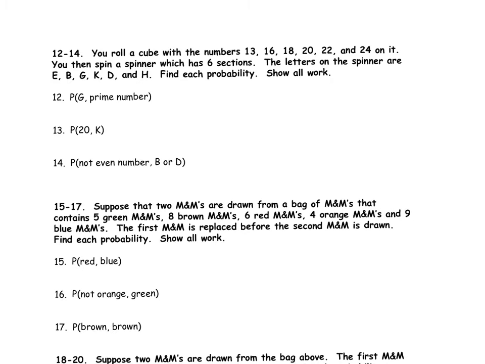So we have the letters. Okay, so 1, 2, 3, 4, 5, 6 sections, 1 G out of 6. Times prime numbers here. So let's see. One of them is prime. So 1 out of 1, 2, 3, 4, 5, 6 again. So 1/6 times 1/6, 1/36. Number 13, probability of picking a 20. So there's just 1 20 out of 6, and then a K, 1 K out of 6, 1 out of 36.